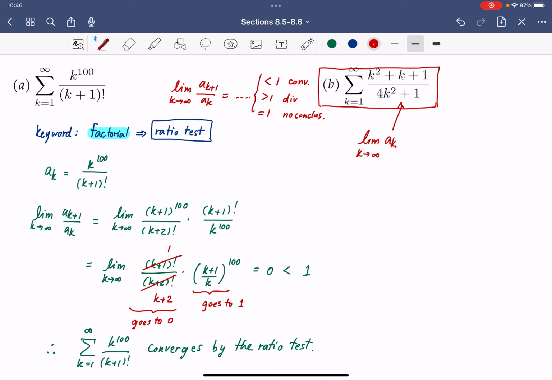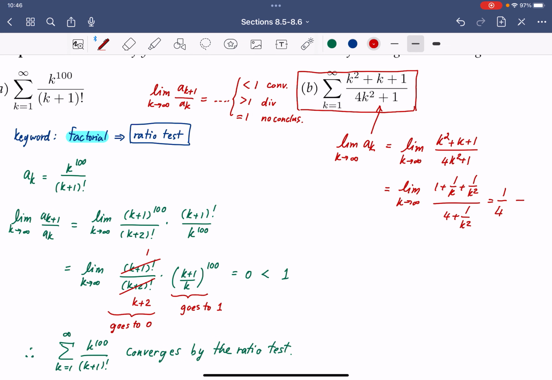What is the limit of a_k here? 1 over 4, right? It's going to be the limit of (k squared plus k plus 1) over (4k squared plus 1). Can anyone see it pretty quick? This is 1/4. Because you can see that the degree on the top is 2, the highest degree. The highest degree on the bottom is 2 as well. So they are already balanced, so actually it's 1/4. If you feel like this is way too fast for you, you can say (1 plus 1 over k plus 1 over k squared) over (4 plus 1 over k squared). You can divide everything by k squared and it's going to be 1/4.